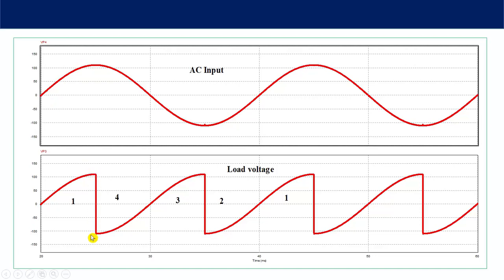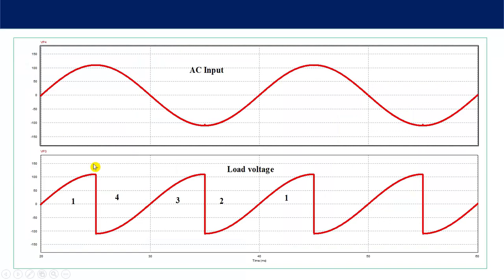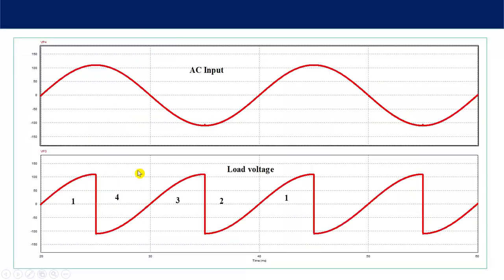Then after that, 4 is turned on, so you are getting negative output voltage. This one. You can see in the positive half cycle, when 1 was on, you got this positive output voltage. Now when 4 is on, the direction of current is reversed and you get the opposite output voltage, so this is the negative output voltage.